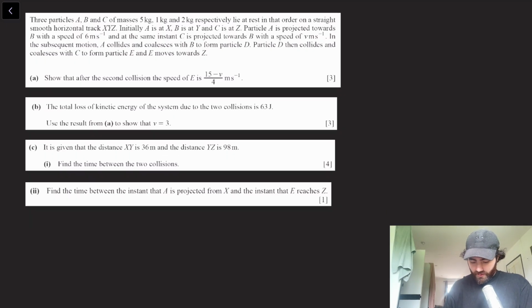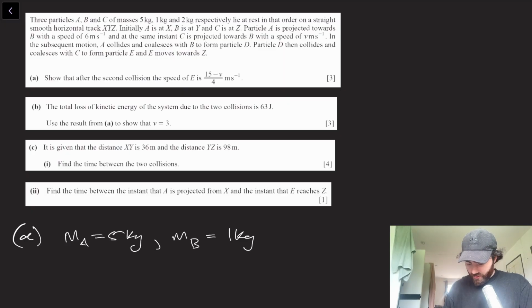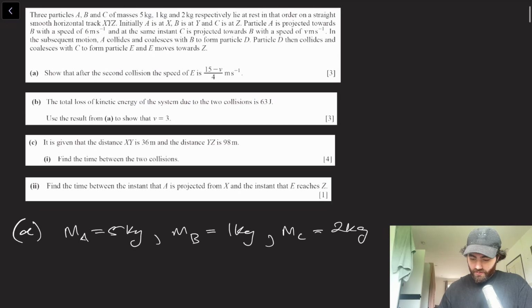Okay, so immediately, I'm writing out what they are giving me. So the mass of A, the mass of B. The mass of A is 5 kgs. The mass of B is 1 kg, and the mass of C is 2 kgs. Lie at rest in that order on a straight, smooth, horizontal track. X, Y, and Z. A is at X, B is at Y, and C is at Z.